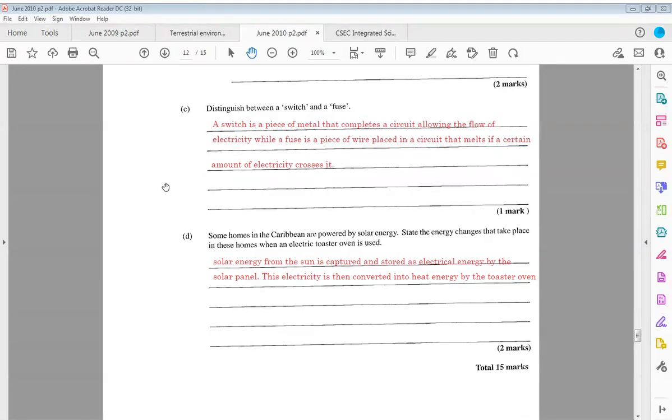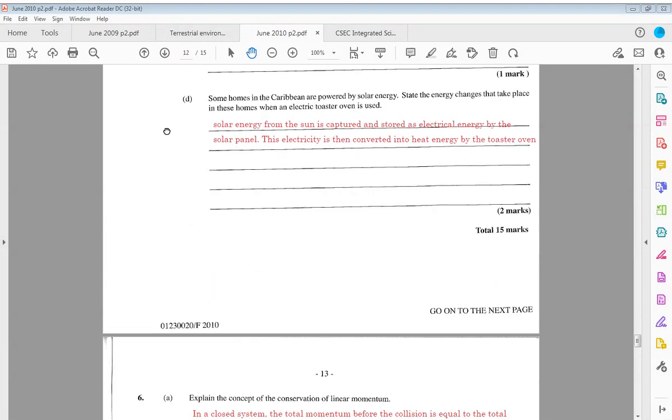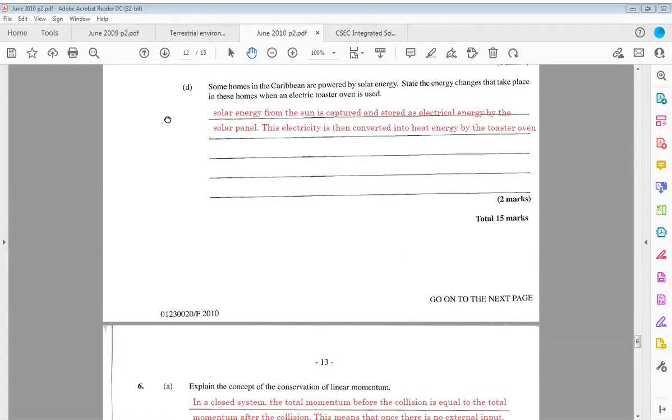You can also word what a fuse is differently. You can say it's a safety device placed in a circuit that will melt if a current beyond its capacity crosses it. Any way that you choose to define what a fuse is, but just make sure you have the relevant or the important points there.